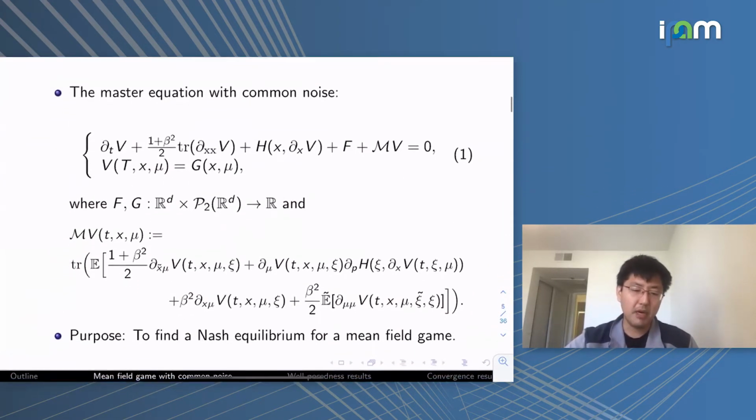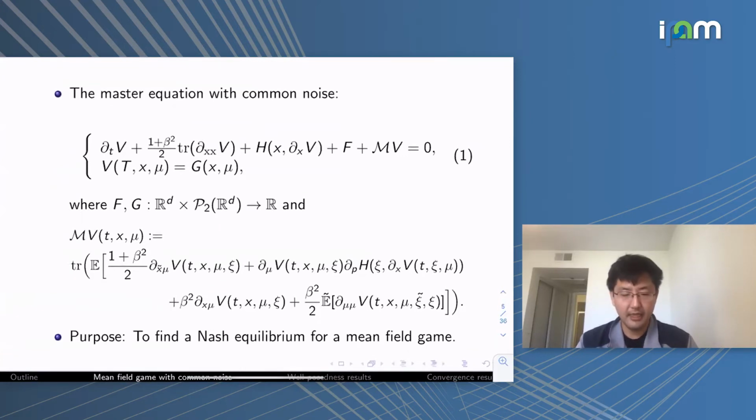This is the master equation we consider, with the individual noise and the common noise. I want to say that it is non-degenerate. What I mean by non-degenerate is that the coefficient in front of the individual Brownian motion is strictly positive, so without loss of generality we assume it is 1. For the common noise, the coefficient is beta, which does not need to be positive. It could be 0, but non-negative.